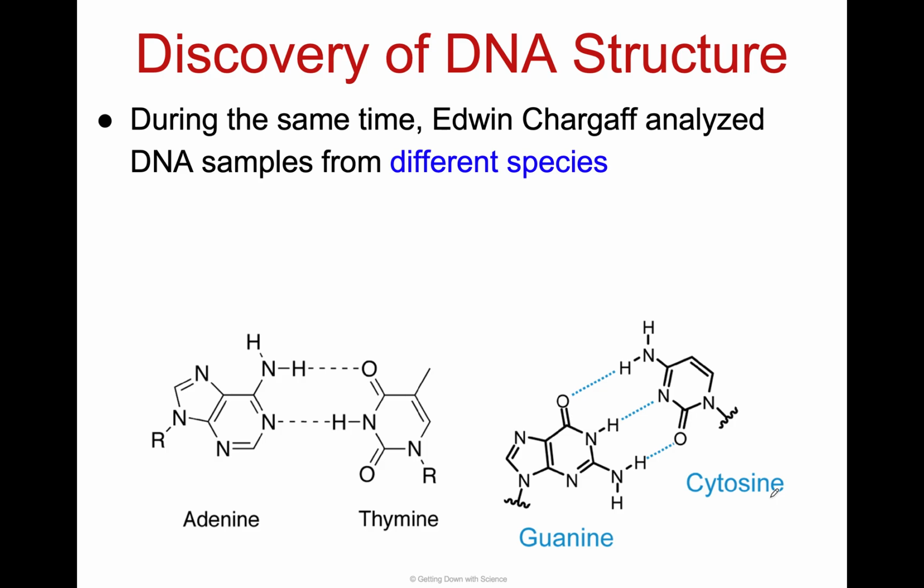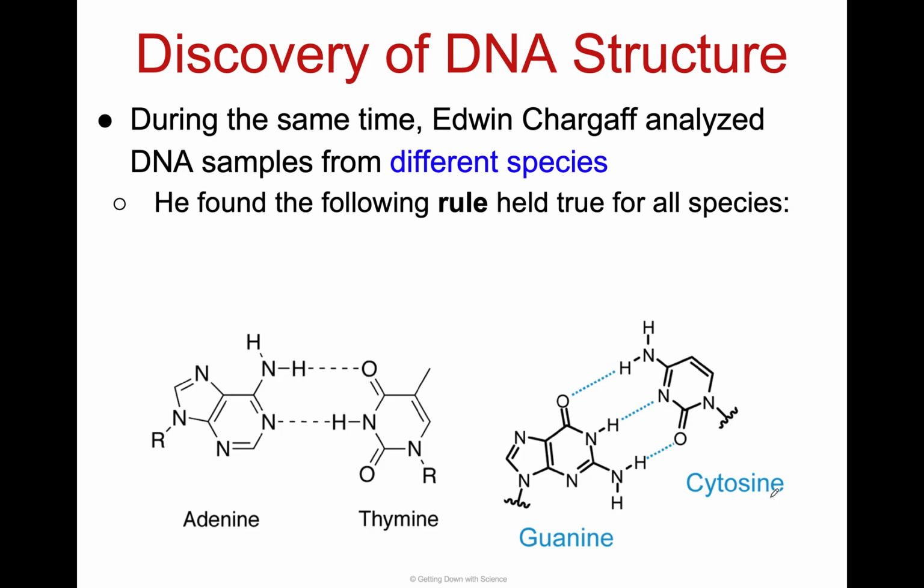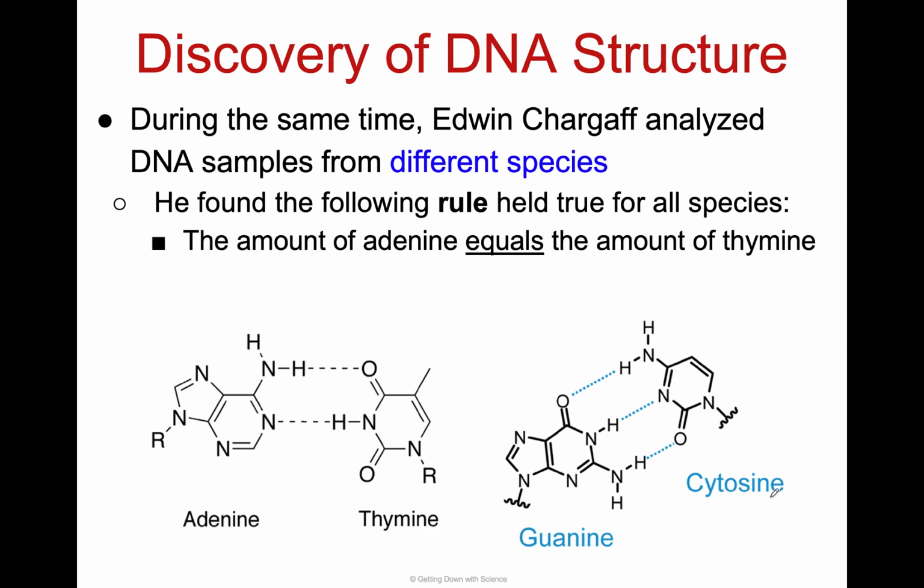samples from different species. So it took one from over here, one from over there, and he found, by looking at all of these different DNA from all of these different species, he found that one rule held true for everything. And it's a rule that you know really well. He found that the amount of adenine equals the amount of thymine in every sample. In every sample. Doesn't matter if it came from a plant or your cat or me or you. Every single time, the amount of adenine equals thymine.